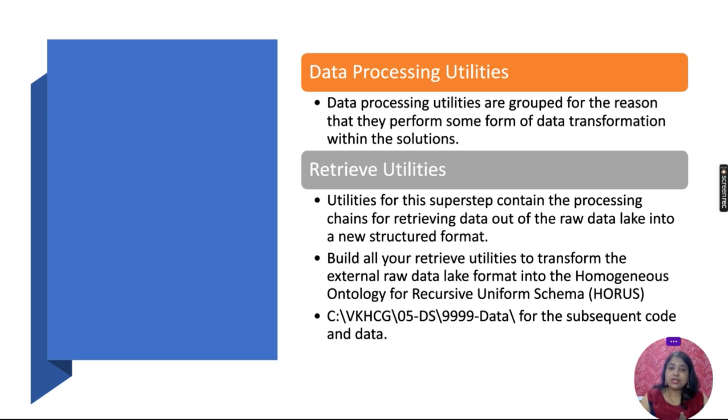Then comes the retrieve utilities. Utilities for this super step contain the processing chains for retrieving data out of the raw data lake into a new structured format. So build all the retrieve utilities to transform the external data lake into a homogeneous ontology for a recursive uniform schema. And we have the code and the data in the folder.